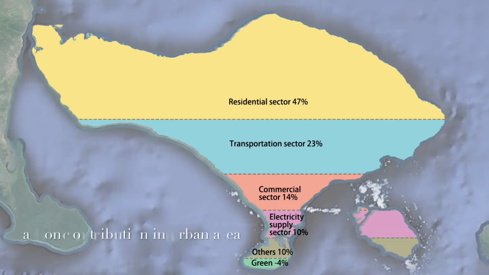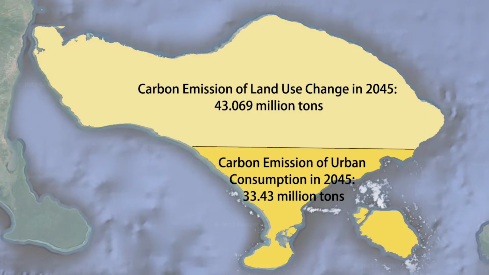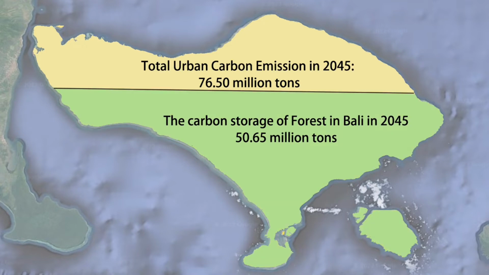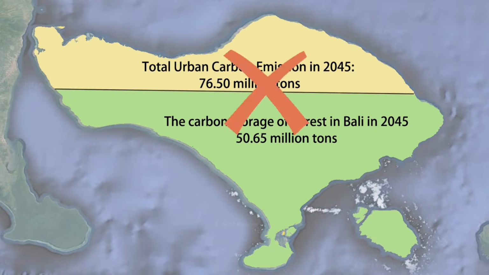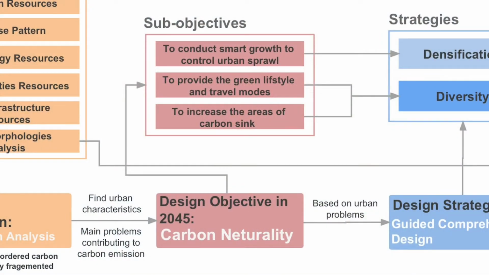Land use in urban areas accounts for a major proportion of carbon emissions, which means that by 2045, uncontrolled land use conversion and energy consumption in built-up areas will result in 76.5 million tons of carbon emissions. As for the 50.65 million tons of carbon dioxide that the remaining forest area can absorb, it's impossible to achieve complete carbon neutrality. In our strategy, we hope that we can achieve carbon neutrality in 2045.